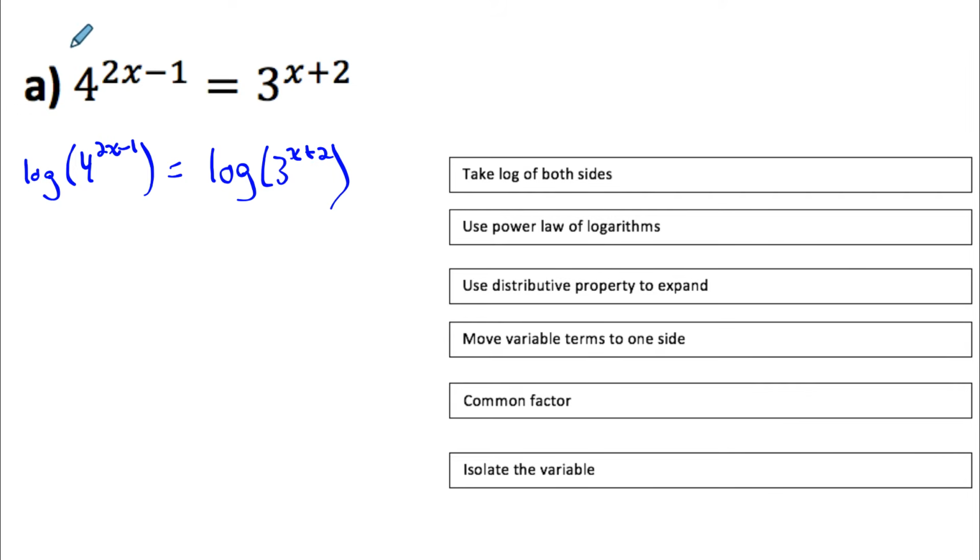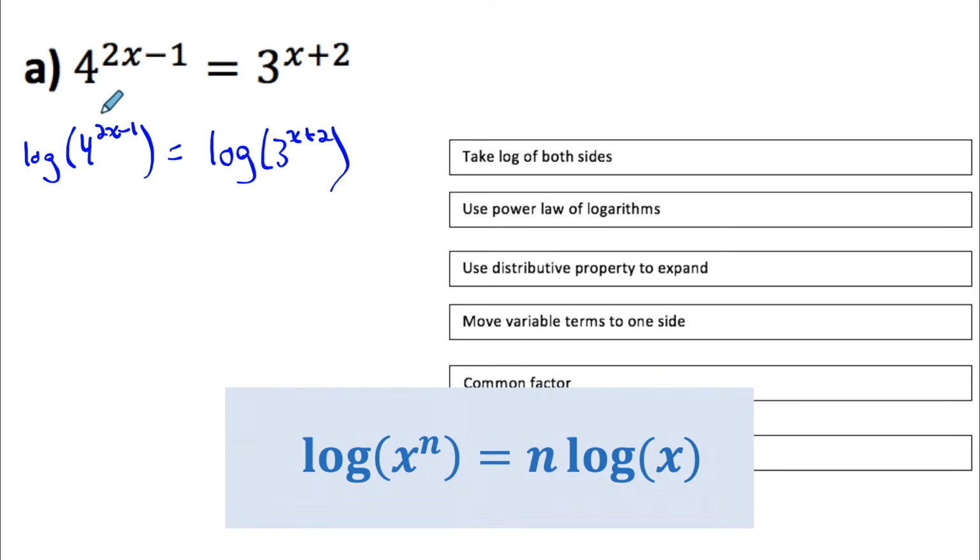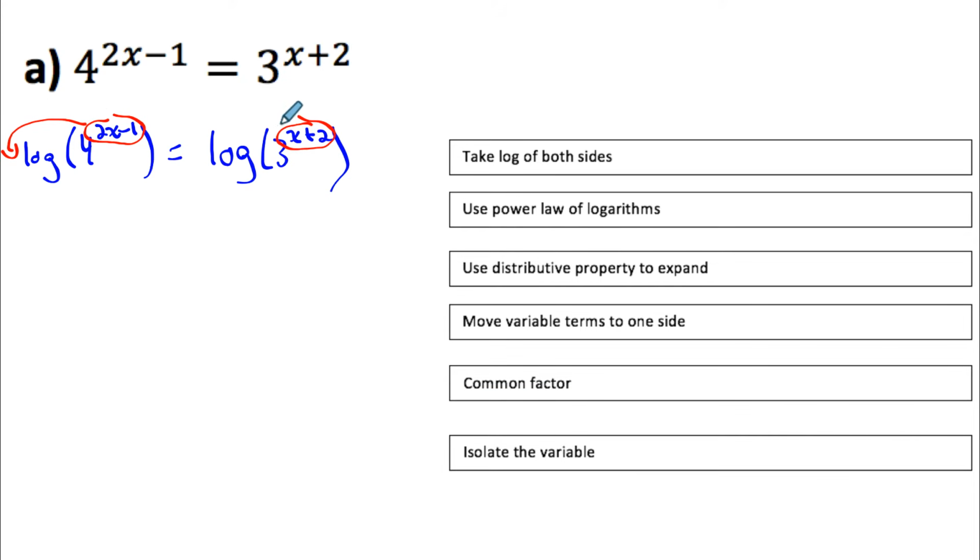and after we've done that, we use the power law of logarithms, which tells us we're allowed to take the exponent of the argument and rewrite it as the coefficient of the log. This is a really useful rule because it allows us to get our variable out of the exponent, and then it's going to be a lot easier to isolate. So I've taken that 2x minus 1, it becomes the coefficient of the log. To make sure the whole 2x minus 1 is the coefficient, I need to make sure I put it in brackets. So (2x minus 1) log of 4 equals (x plus 2) times the log of 3.